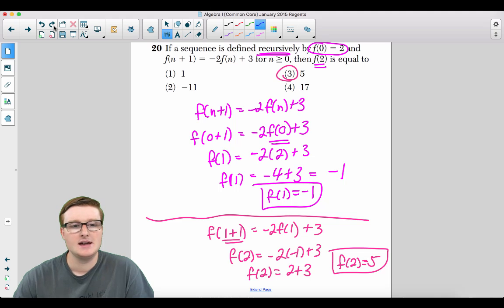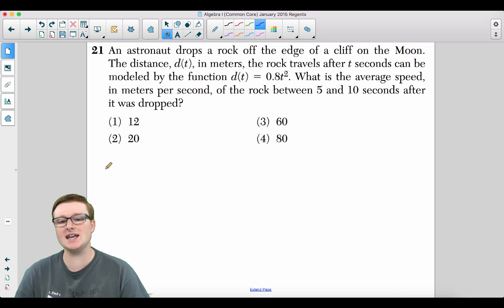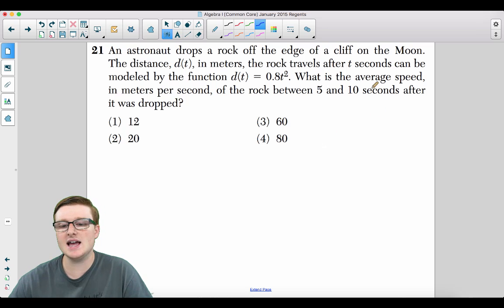Moving along. Number 21. An astronaut drops a rock off the edge of a cliff on the moon. How is that even possible? There's no gravity in space. I don't know. The distance d of t in meters the rock travels after t seconds can be modeled by the function d of t equals 0.8 t squared. What is the average speed in meters per second of the rock between 5 and 10 seconds after it was dropped?